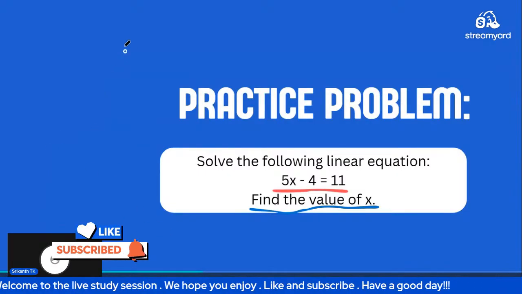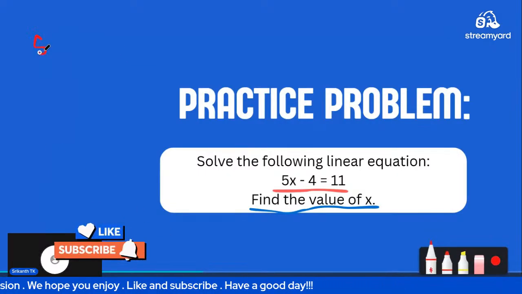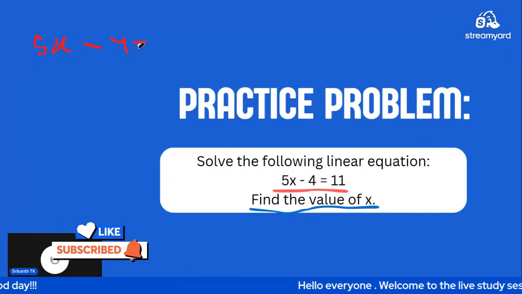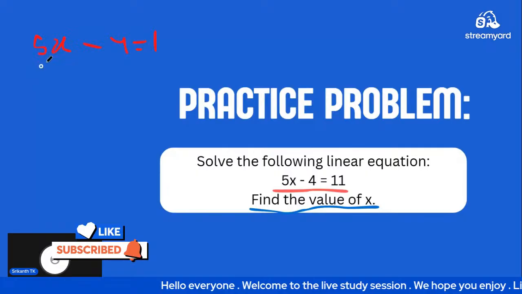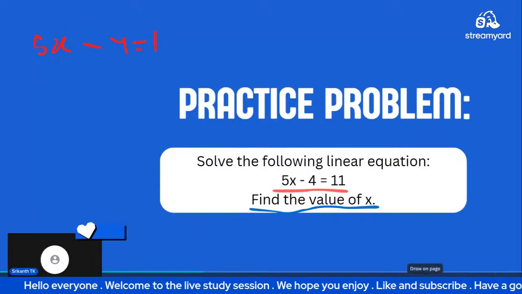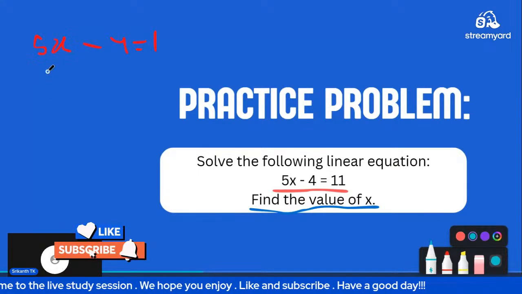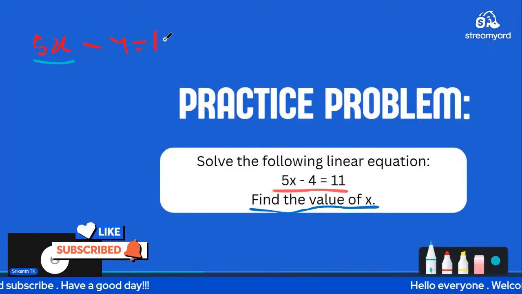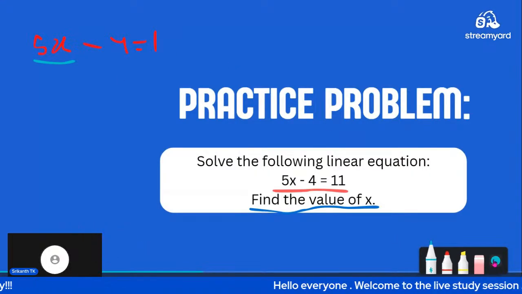Okay, so starting off, we write the equation, obviously. So 5x minus 4 equals 11. Since this is the variable here, we've got to put them down here.